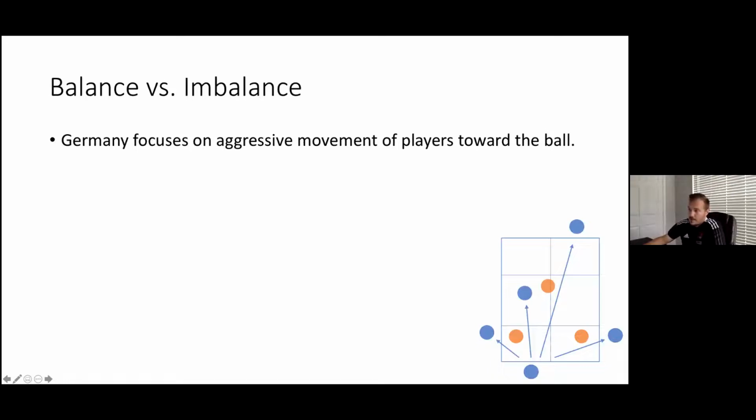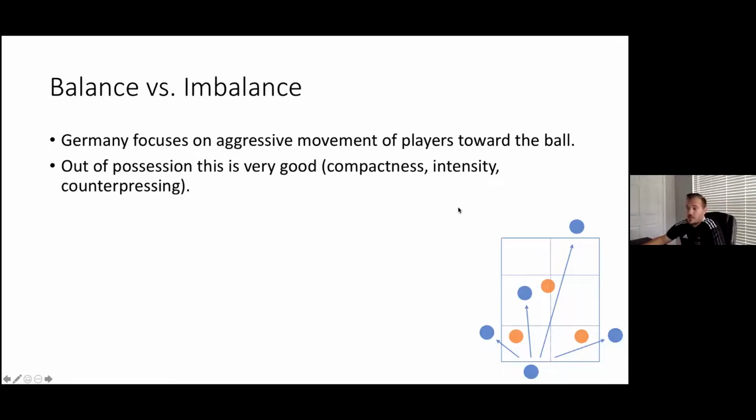Balance versus imbalance. I would say in Germany, you can see a lot of teams that are focused on almost being imbalanced, where they're all going through the middle, really direct, really fast, really, really central. And out of possession, these qualities are good, right? Aggressive movement of the players towards the ball, being compact, intensity, pressing when you lose the ball. That's all really good stuff out of possession, which is why German teams tend to press really well.